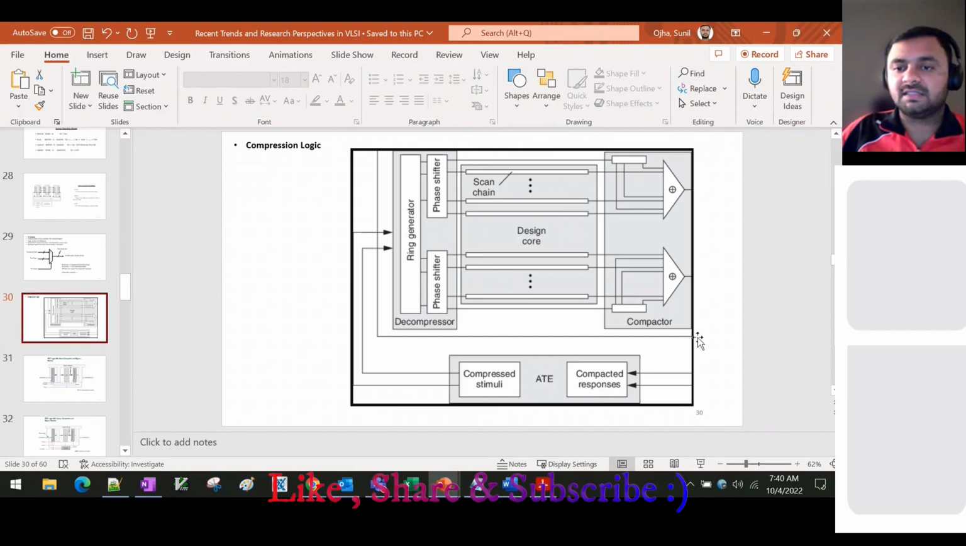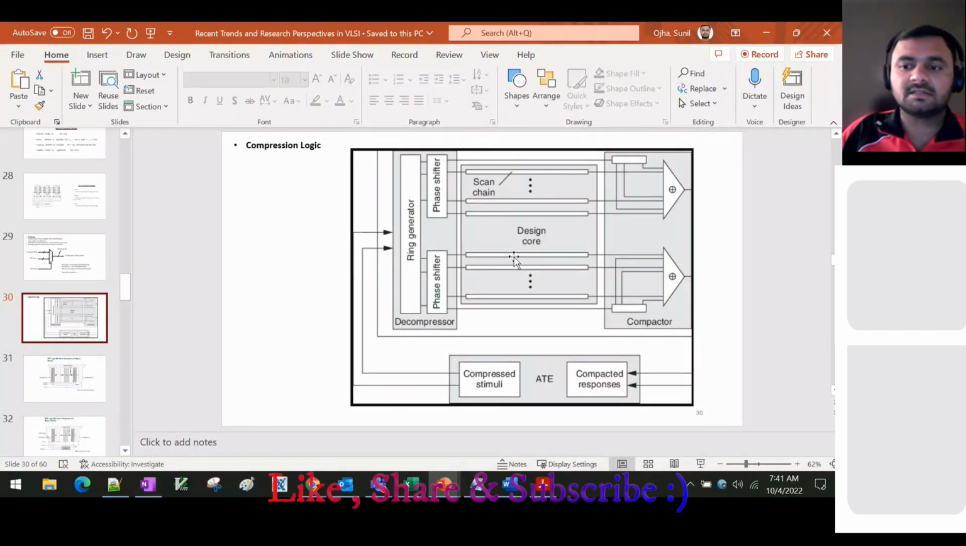Now on the output side, the compactor side, basically we compress it. Again here we have XOR gates. There are lots of XOR gates. We XOR many outputs from here and then we put them into the compactor. So basically we are compressing here. After compressing, we compare. In the ATE, we have a comparator which compares the expected and simulated response. To make the chain length and patterns easier, we use this compression logic.